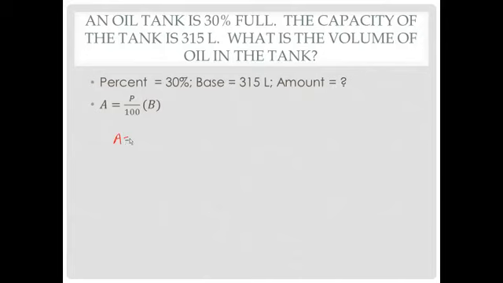So I'm going to set up my equation. Percent over 100, so 30 over 100, and we place that over 100 so we can convert that to a regular decimal number. Remember how we divided by 100 to convert a percent to a decimal? That's why we place 30 over 100 to convert it into a regular decimal number, times the base, which is 315 liters. So first of all, let's do our division using 30 divided by 100.